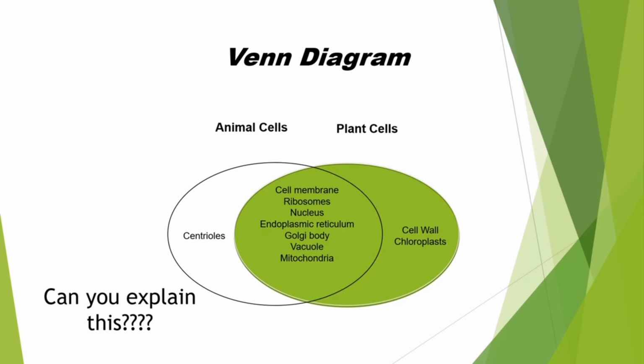Let us observe this Venn diagram, which shows the similarities and differences between plant and animal cells. Can you explain this? Plant cells and animal cells both have their cell membrane, ribosomes, nucleus, endoplasmic reticulum, Golgi body, vacuole, and mitochondria, whereas animal cells have their own centrioles that cannot be found in plant cells. And plant cells have their cell wall and chloroplasts. Did you understand?